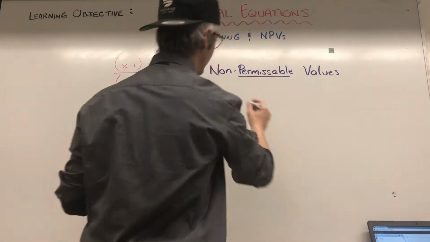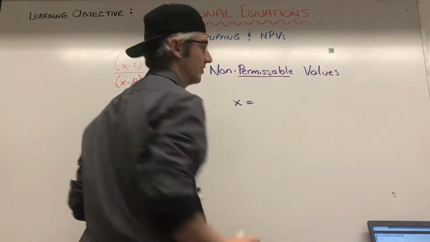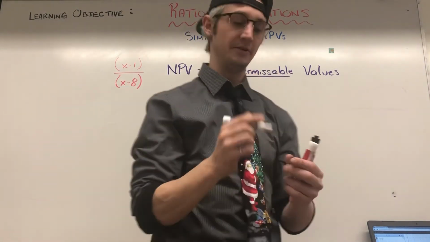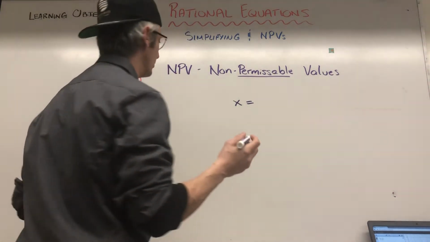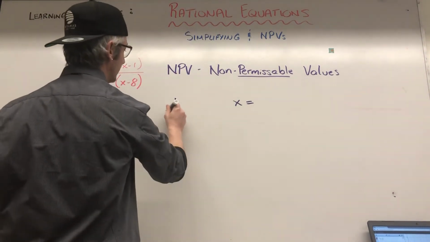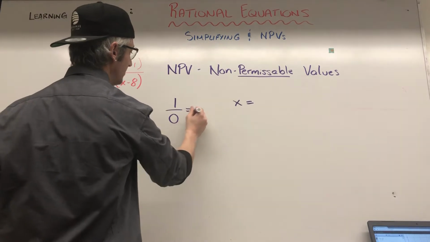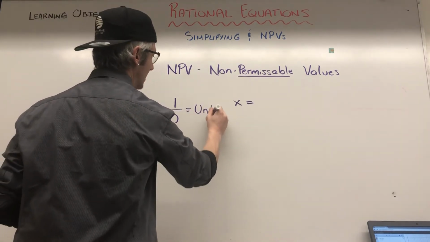And what does that mean? Values for x. So what values for x are not allowed? Well, why would a value of x not be allowed? Let's remember, we cannot divide by 0. When we divide by 0, something becomes undefined.